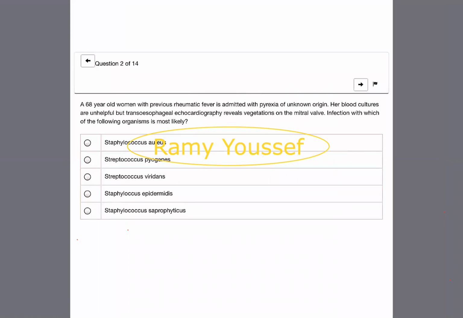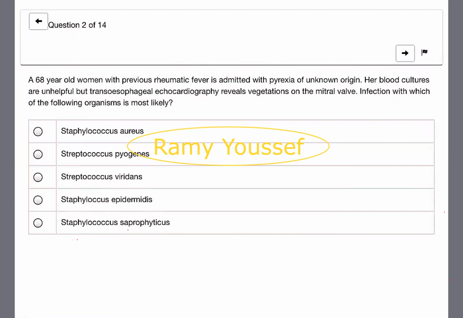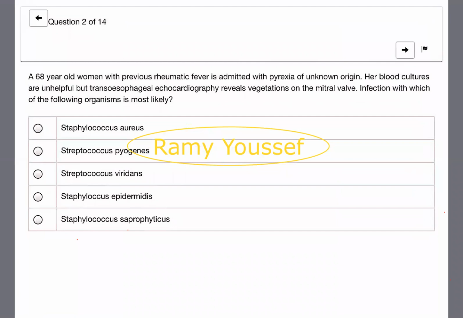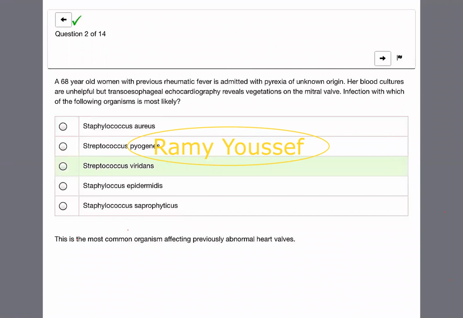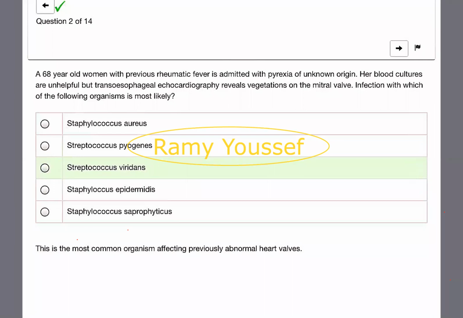Okay, next question, Dr. Idog. A 68-year-old woman with previous rheumatic fever is admitted with pyrexia of unknown origin. Blood cultures are unhelpful, but transoesophageal echocardiography reveals vegetation on the mitral valve. Infection with Streptococcus viridans. Perfect. We will not discuss this question because now I think it's fixed in your mind. The most common organism for vegetation on the mitral valve, heart valve or a congenitally malformed valve is Streptococcus viridans.